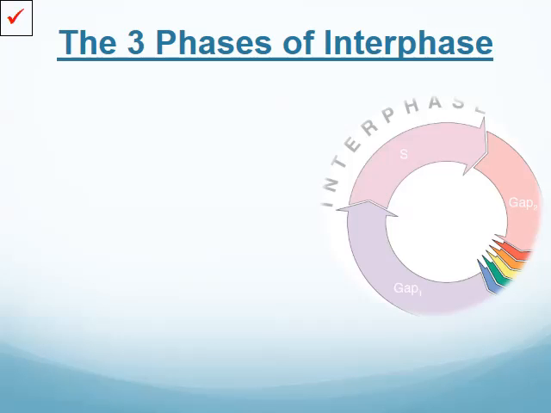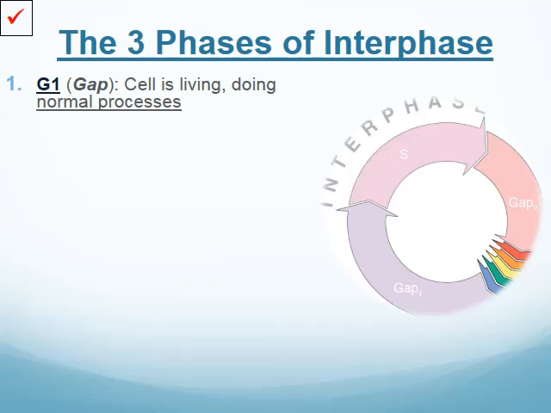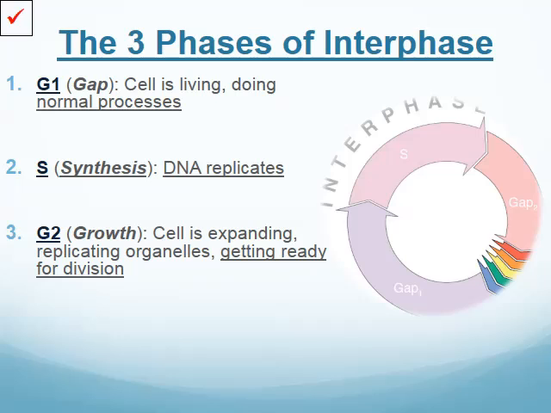So the three phases of interphase. We have the G1, or the gap phase. This is when the cell is living and doing normal cell processes. The S phase, or synthesis phase, is step 2. This is where the DNA goes ahead and replicates. So now we have a copy of the genetic material inside of the cell. During the G2, the cell is expanding and replicating its organelles, getting ready for division.